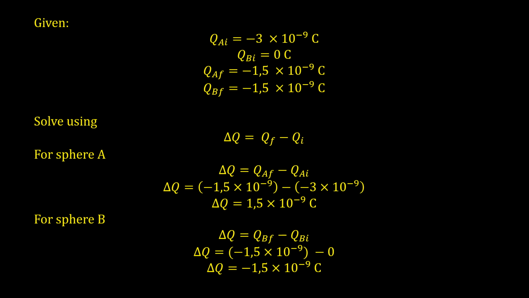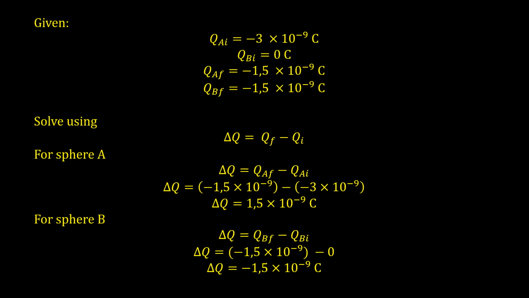Now, I'm sure you have picked up something. What is the sign? When we did it for sphere A, we determined the charge and found it to be a positive 1.5. We do the same process for sphere B, and we find that it gives us a negative value. It's the same value, but the one is positive and the other one is negative.